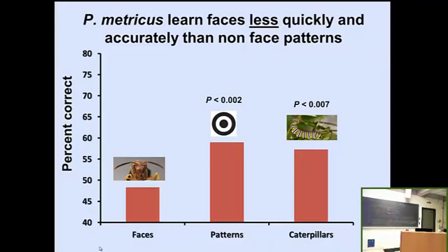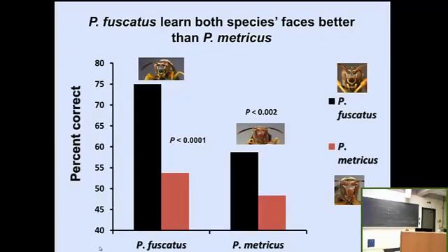So we decided to do a cross-species comparison. The black bars show learning of Polistes fuscatus. And you can see that Polistes fuscatus learn their own faces really well, but they actually also learn the faces of Polistes metricus better than Polistes metricus learn those same faces. So this tells you that Polistes fuscatus are just exceptional face learners, and Polistes metricus are poor face learners. It's not something about the stimuli that was causing the difference. So it looks like specialization is a pretty evolutionarily labile trait that is favored by the requirements of their social life.